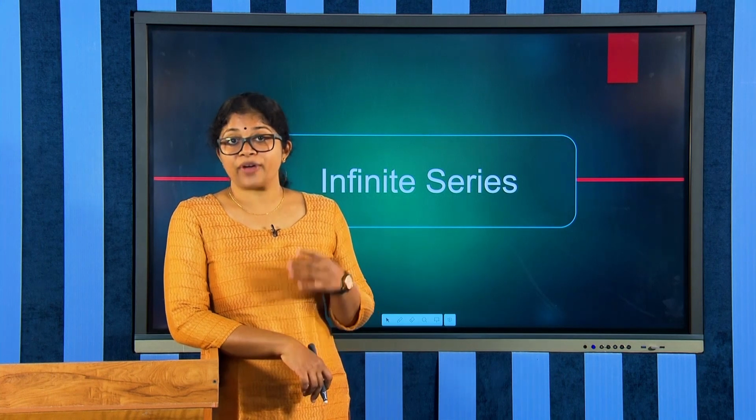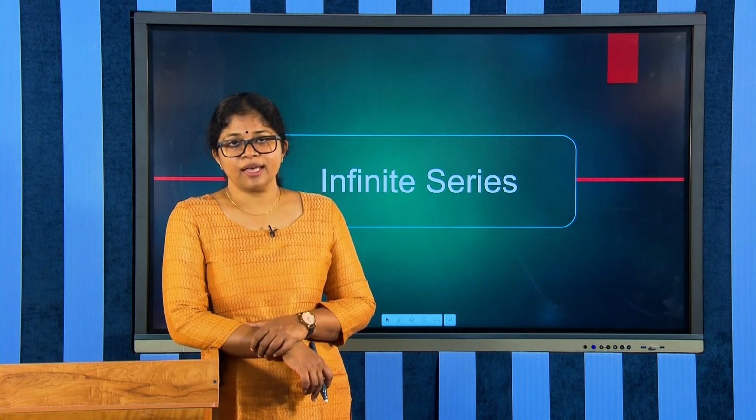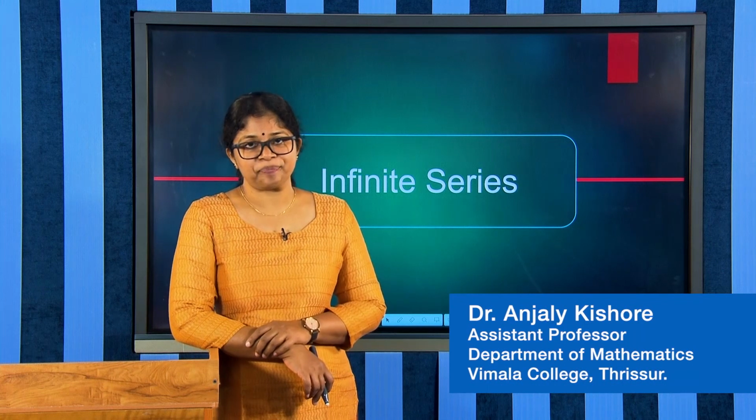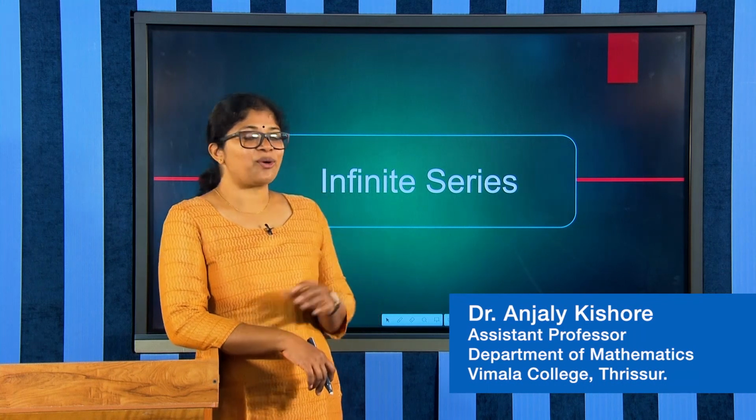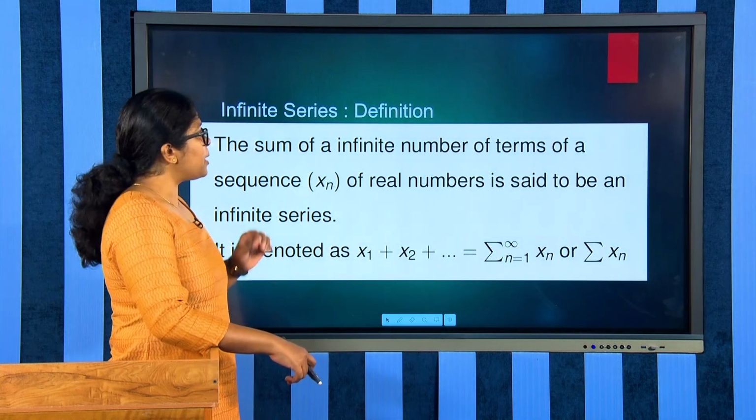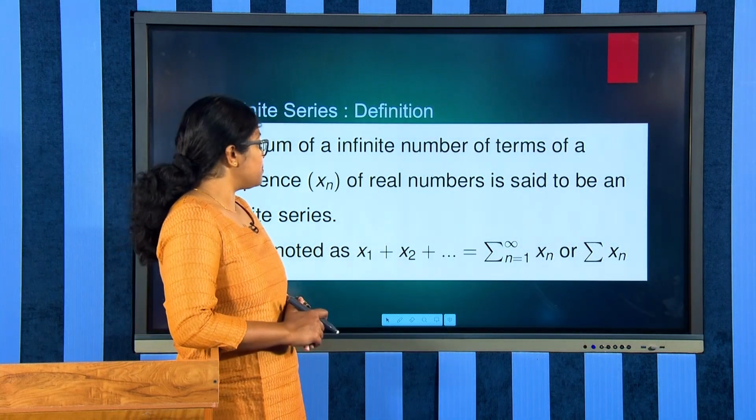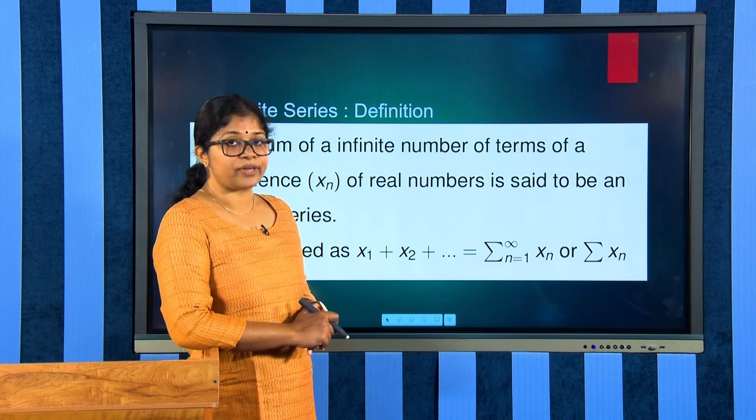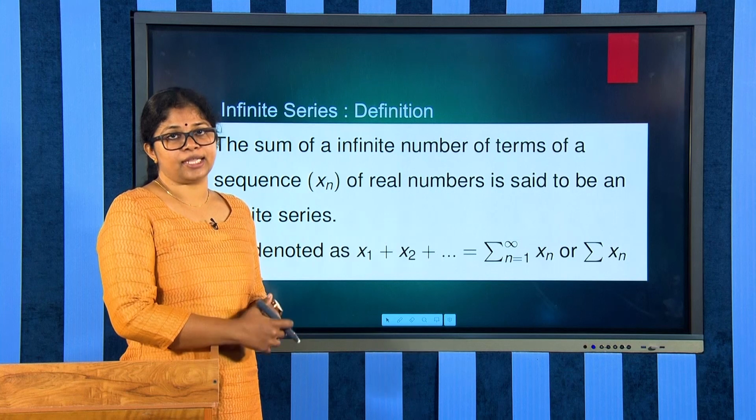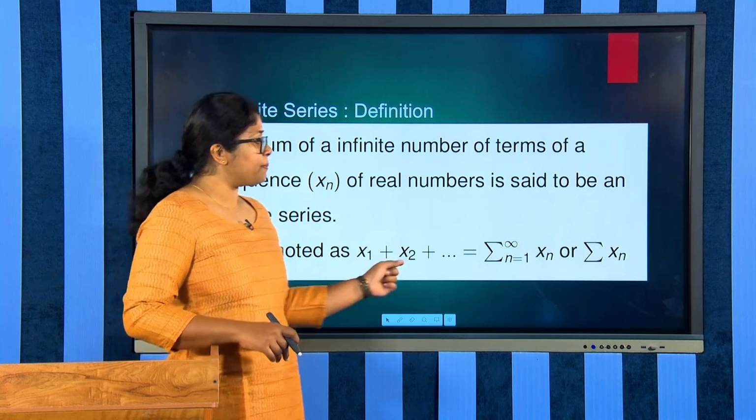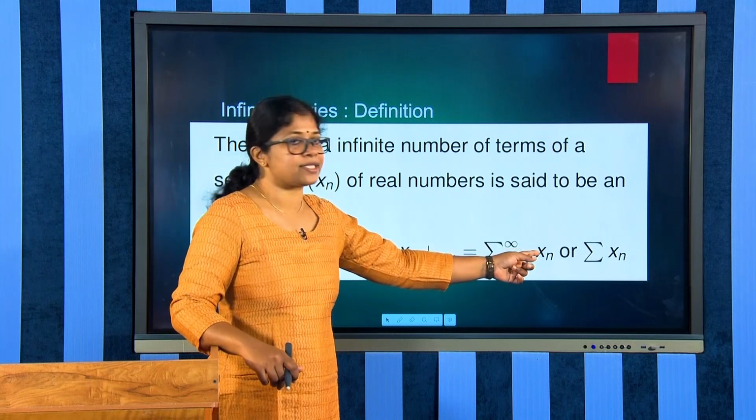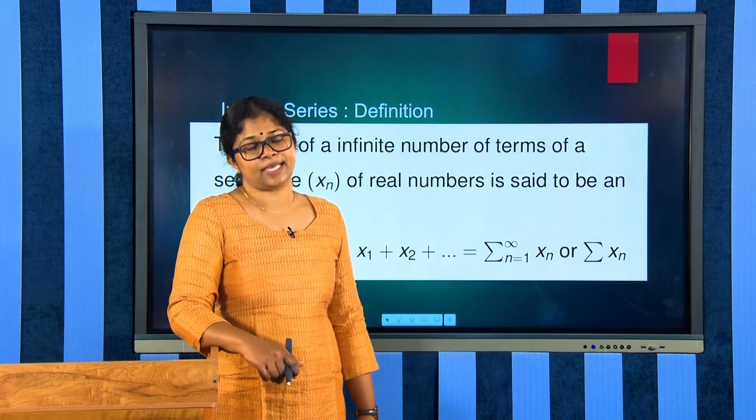Having studied what finite series of sequences are, we can see what an infinite series is in this session. So, welcome to the class on infinite series. The sum of an infinite number of terms of a sequence xn of real numbers is said to be an infinite series, and it is denoted by summation n equal to 1 to infinity xn, or simply summation xn.